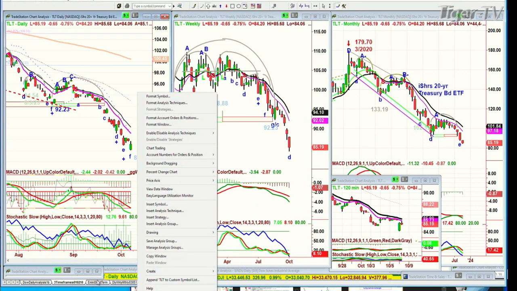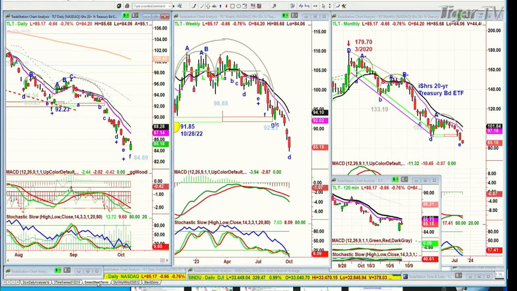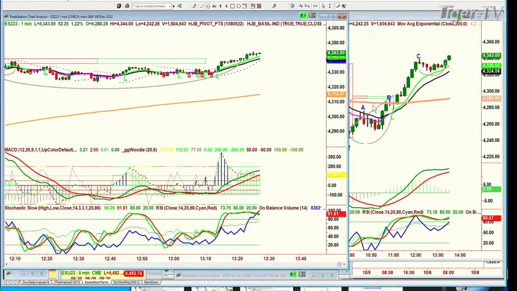Oh, time flies when you're having fun, huh? Oh, did we make our leg D in the 10-minute chart, which is the obligation of the Chapman Wave methodology, buy signal to buy mode? And we're in leg D in the 10-minute chart. There it is. And the 9 is still way over the 14. Nice work, if you can get it. I'll be back in a moment.